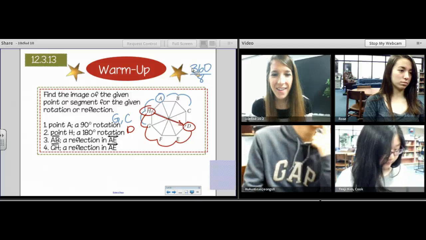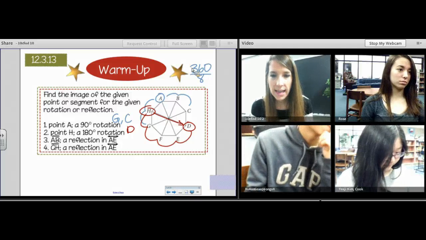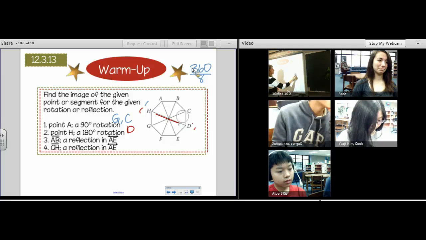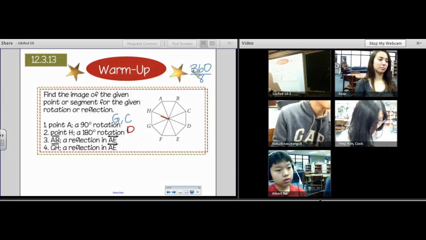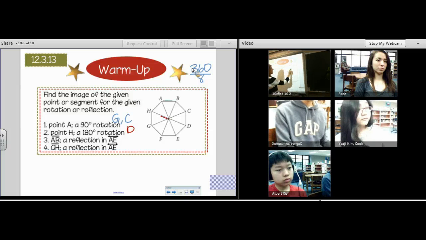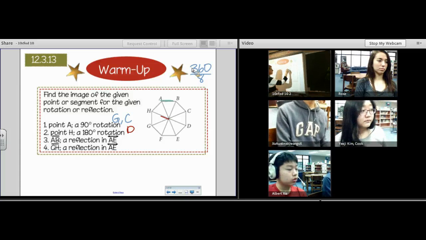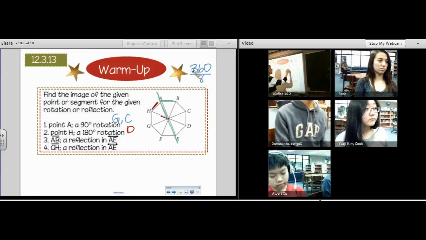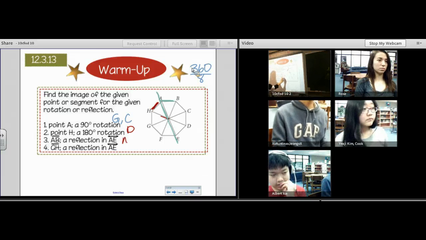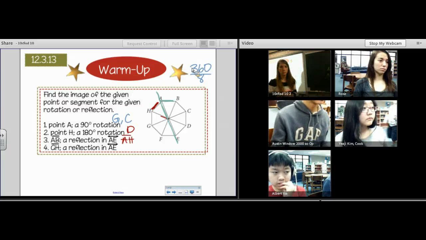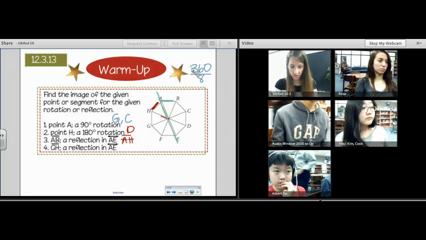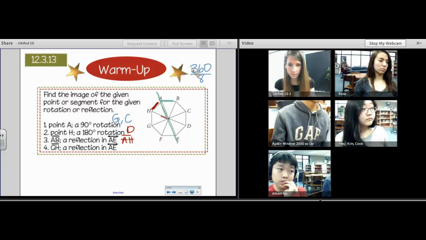Okay, AB, a reflection in AE. Okay, so this is what people have trouble with sometimes. So we want AB, and we want to reflect it over AE. This one's not too hard because it's touching that line. So if we take that point and we reflect it over, this would be our image. Okay, very good. All right, and the last one was Austin.